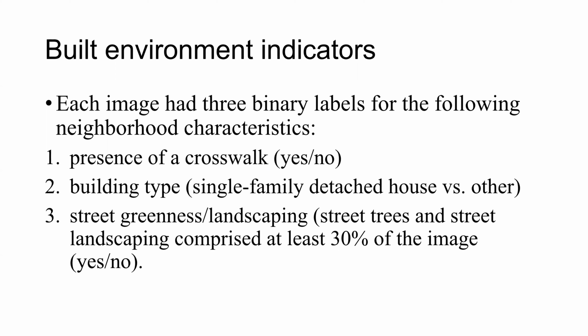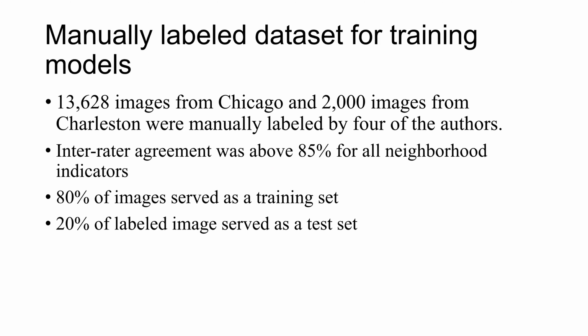And then third, we chose street landscaping or greenness. These include street trees and street landscaping like bushes and grass. We picked the 30% mark just because when we were looking through the images manually, most images will have some type of greenery, but there is a certain point where it was ample landscaping versus sparse. So we picked the 30% range in that it seemed to separate well the neighborhoods that had a lot of street trees and landscaping versus those that only had minimal landscaping.